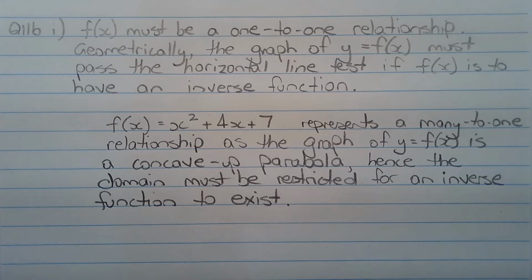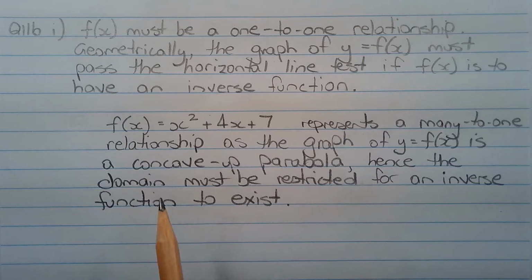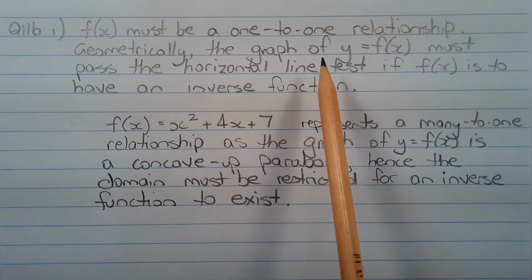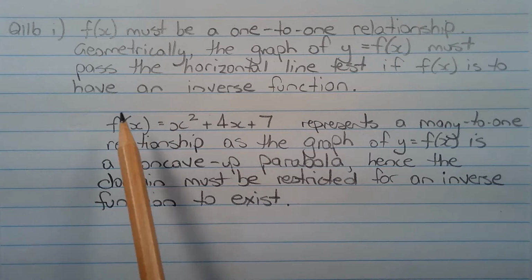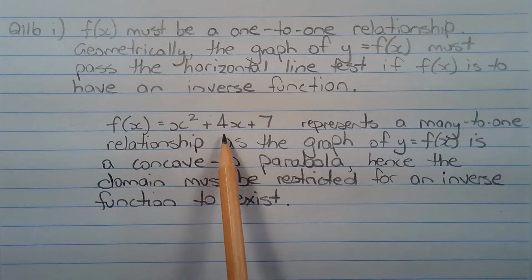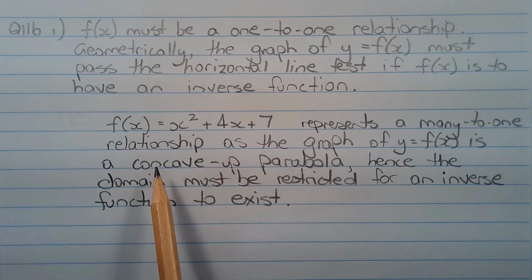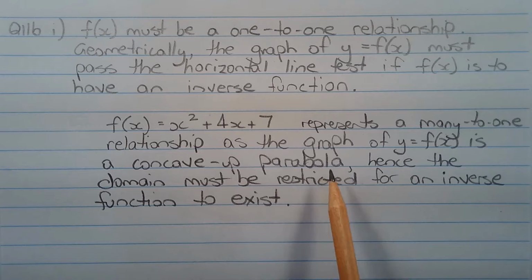For the function f(x) to have an inverse function, f(x) must be a one-to-one relationship. Geometrically, the graph of y equals f(x) must pass the horizontal line test if f(x) is to have an inverse function. Now, f(x) equals x squared plus 4x plus 7 represents a many-to-one relationship, as the graph of y equals f(x) is a concave up parabola. Hence, the domain must be restricted for an inverse function to exist.